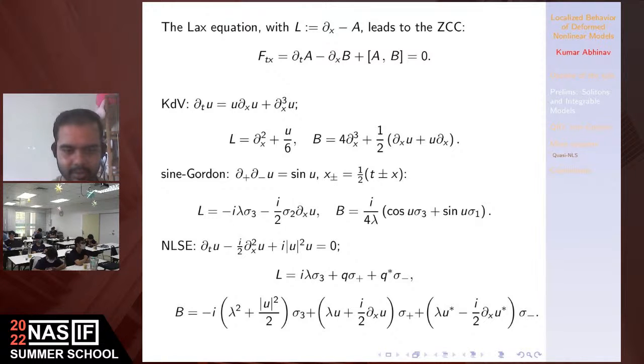So sorry, there is a notational mistake. This q and q star should be u and u star. I just left it by mistake. So these are the Lax pairs.